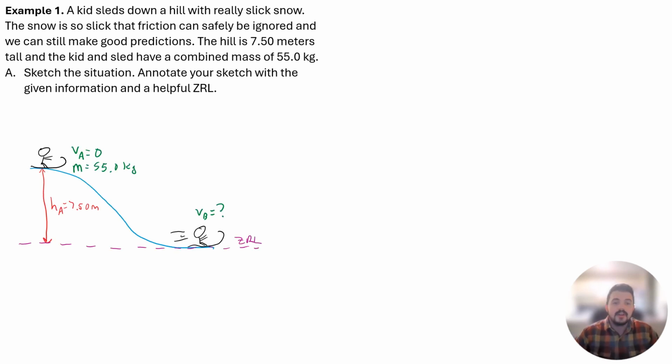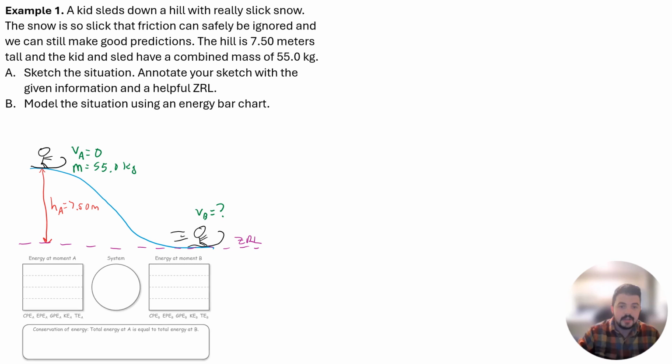There's our kid with our hill. I drew the kid at the top and the bottom. I drew the ZRL. That ZRL is right around down here. I annotated the height of the hill at moment A, the height of the kid at moment A, the speed and the mass of the kid at moment A, and we don't know the speed of the kid at moment B, and so I left that off. Or I said there's a question mark. We don't know that. But there's a nice sketch of this scenario. I've got a nice visual for what's going on.